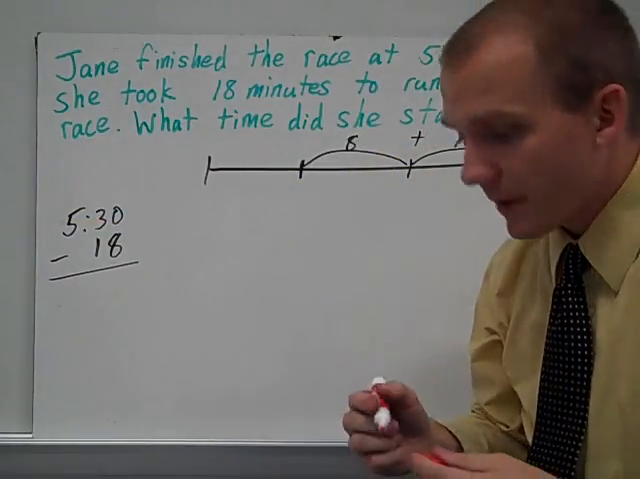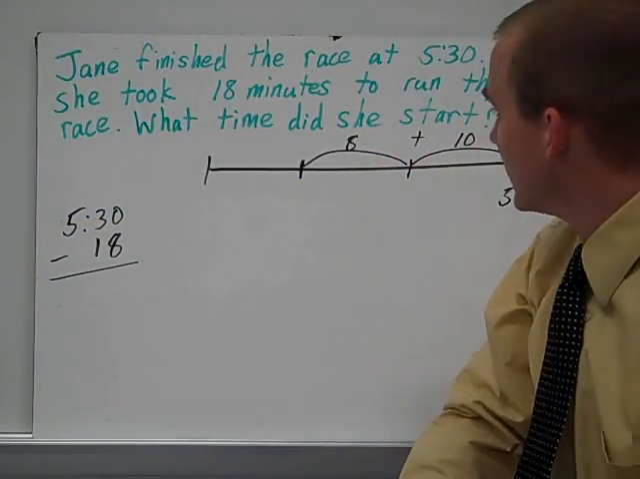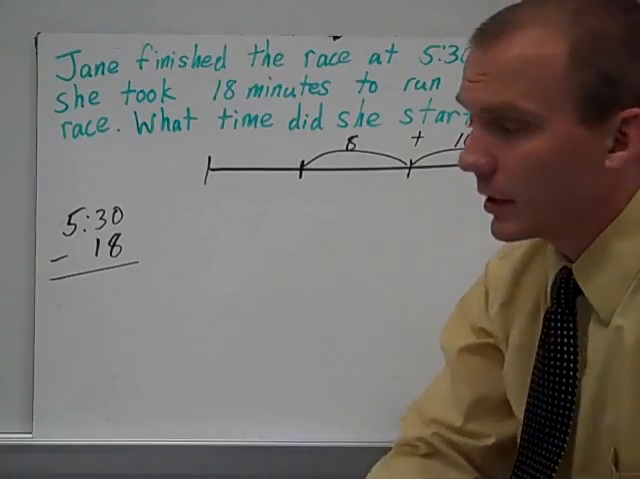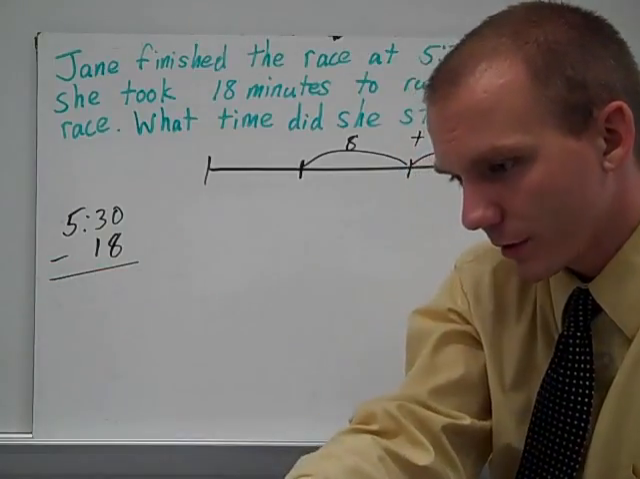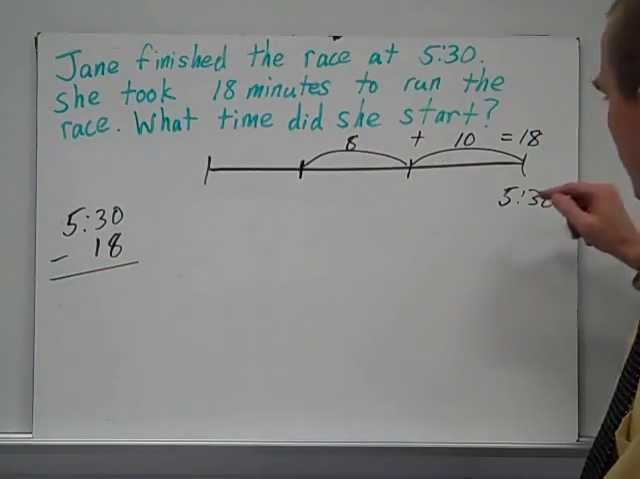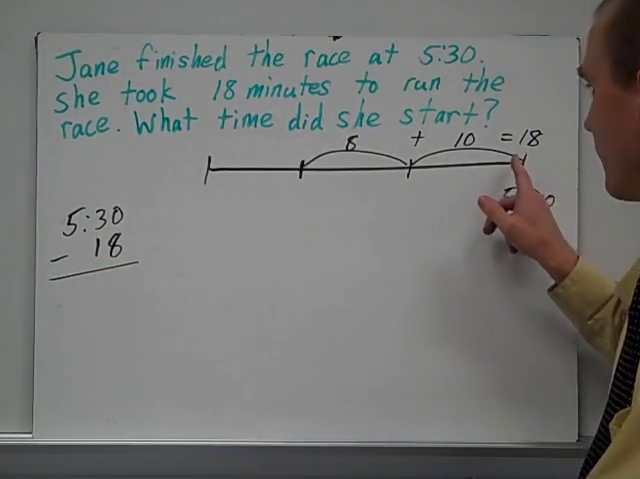Jane finished the race at 5:30. She took 18 minutes to run the race. What time did she start? So this is a problem where it gives you the end, and you have to go backwards to figure out when she started. So we're at 5:30, and we have to go back 18.